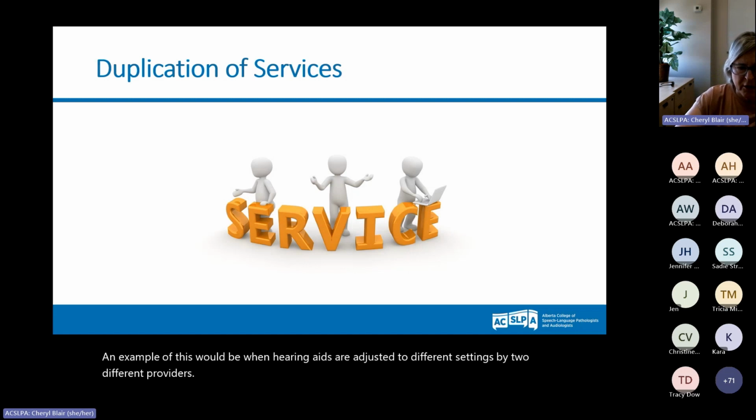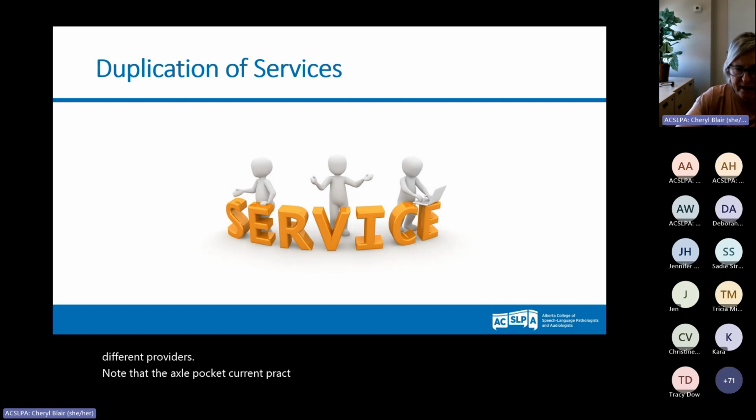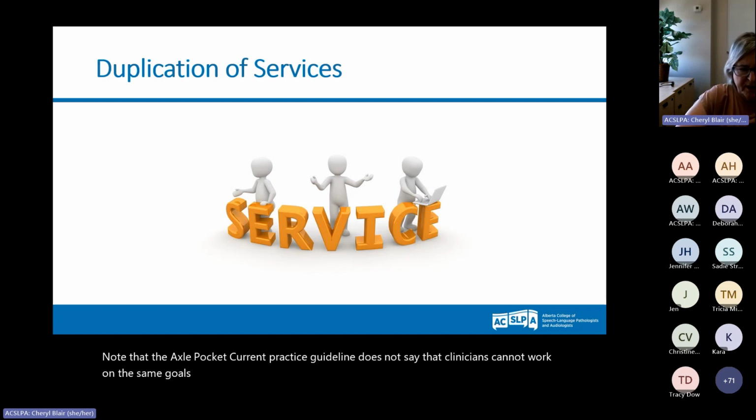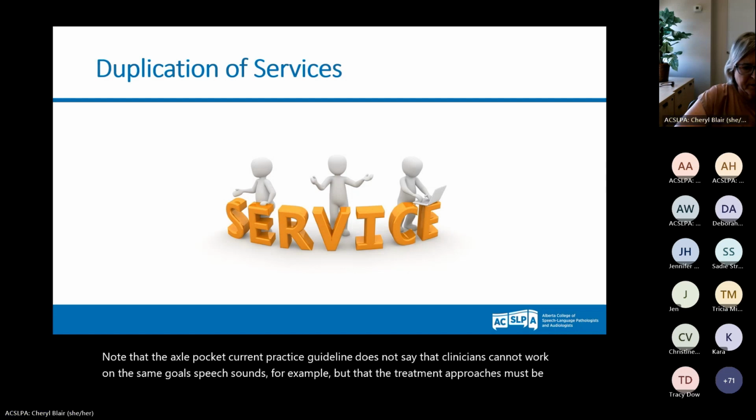Note that the AXLPA Concurrent Practice Guideline does not say that clinicians cannot work on the same goals, speech sounds, for example, but that the treatment approaches must be complementary.